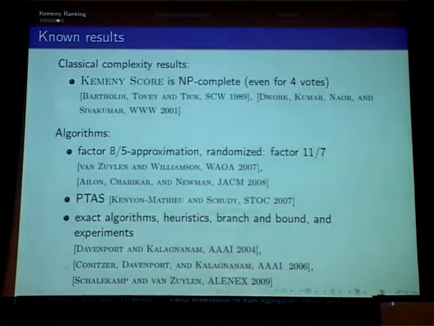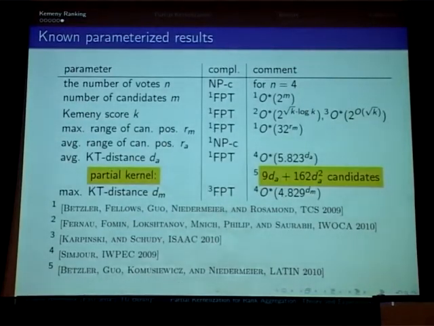And concerning the parameterized complexity, this problem was also investigated for several parameters. This is probably not a complete list, but here I list the most important parameters, beginning with the input parameters. I think the number of votes. Yes, we have already seen that this is NP-complete for four votes. For the number of candidates, there is a dynamic programming algorithm with running time 2 to the n, and some polynomial, I think it's cubic.